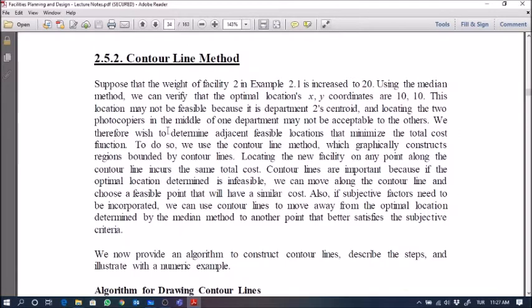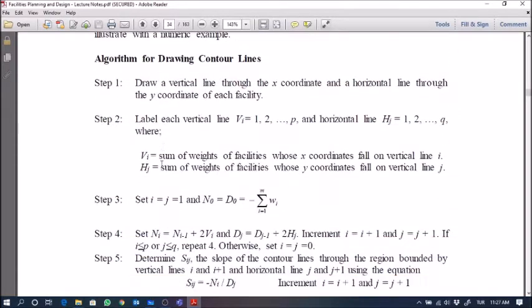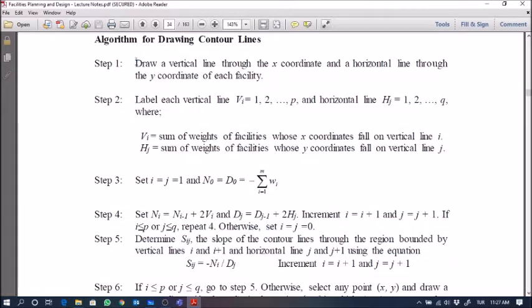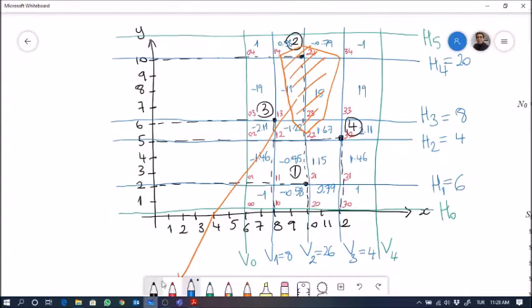The contour line method has an algorithm which tells us that we need to draw a vertical line through the x-coordinate and a horizontal line through the y-coordinate of each facility. So please follow these blue lines that I drew. These blue lines are passing through the x-coordinates and y-coordinates of each department.